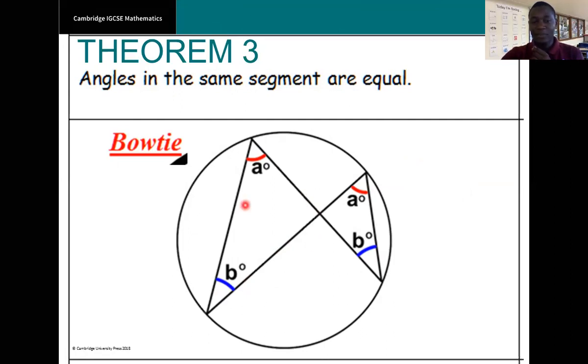And take note that the bow tie diagram has all 4 vertices on the circumference. This on the circle, this on the circle, this on the circle, and this on the circle. All 4 vertices must be on the circle. So take note of that. That is a condition for which you can use the angle in the same segment theorem. When you use this theorem in solving problems, you just simply say angle in the same segment. That will do. Theorem number 4.